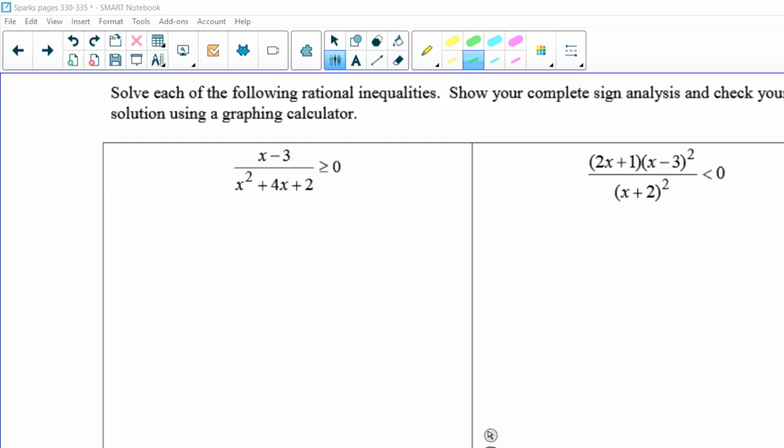So, look at the one on the left. We're going to solve that rational inequality. Now, notice that the book did not include the steps here, so let's see if you can remember the steps. Factor. Factor. That's right. That denominator won't factor.